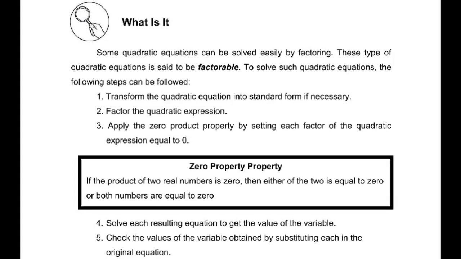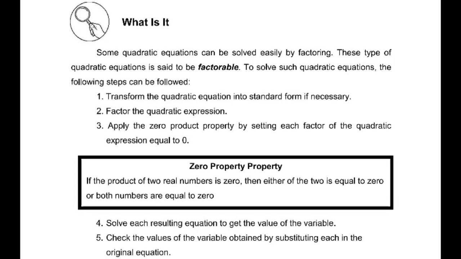So zero product property. I made a mistake there, it is not zero property, it is zero product property. So if the product of two real numbers is 0, then either of the two is equal to 0 or both numbers are equal to 0. So if you have two numbers and their product, when you multiply the two, is equal to 0, then automatically either one number or both numbers are equal to 0.